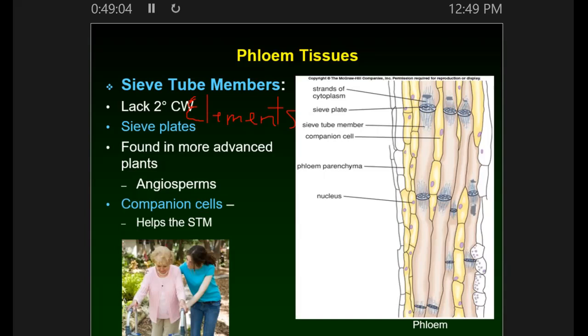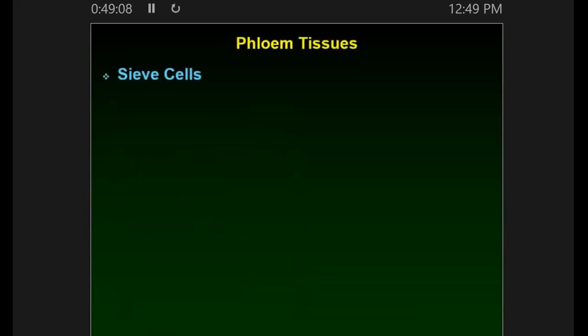Gymnosperms don't have sieve tube members. They have what we call sieve cells. So it's not the same thing, but it's a similar function, but they're a little physically different. Actually, truthfully, we don't know a whole lot about sieve cells. Almost all the research is done on sieve tube members because, of course, we care more about angiosperms as humans than we do the gymnosperms, because we eat so much of the angiosperms.